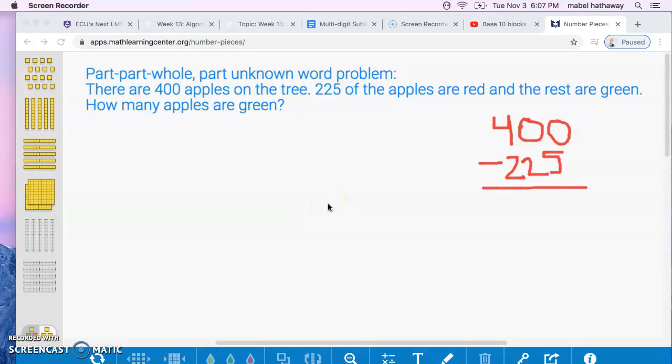Today we'll be doing a part whole, part unknown word problem. I'll begin by reading the problem to you. There are 400 apples on the tree. 225 of the apples are red and the rest are green. How many apples are green?